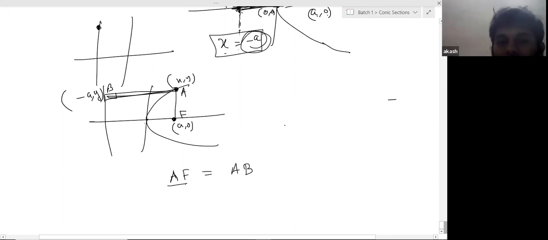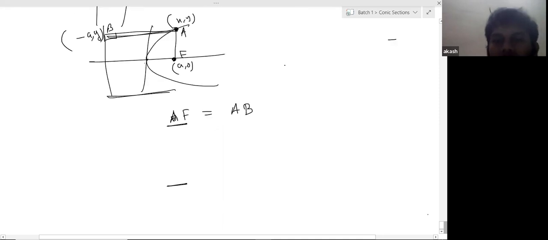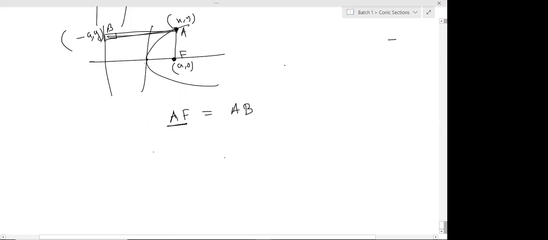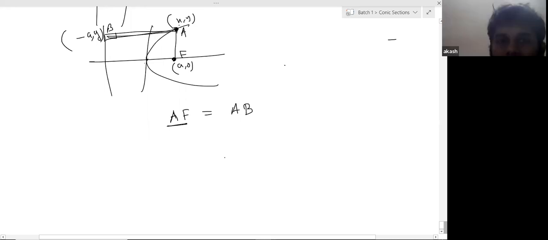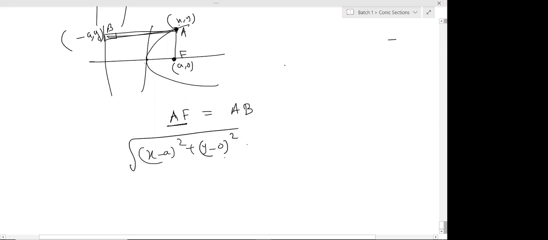Shravya, tell me what is the value of AF? No, just see, this is the distance between two points, right? So we should use the distance formula, because we know the coordinates of two points. That means the square root of x minus a whole square plus y minus 0 whole square, right? Yes, sir. Now, can you tell me what is the value of AB?